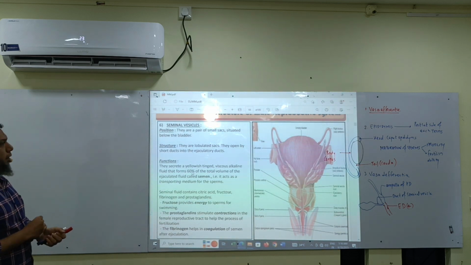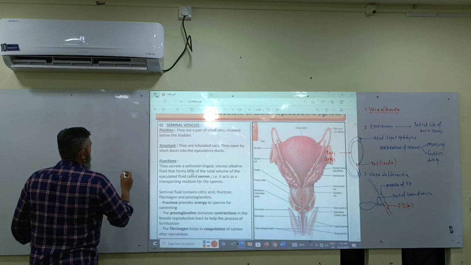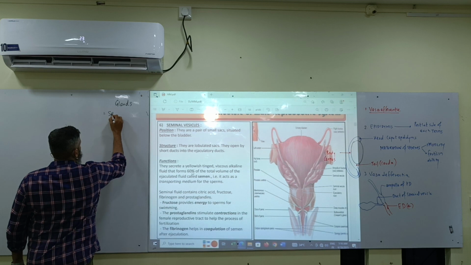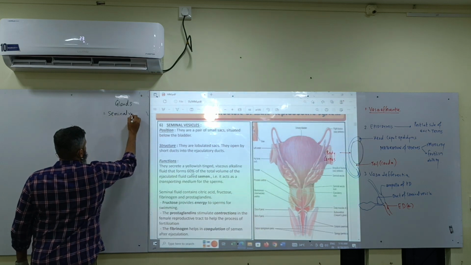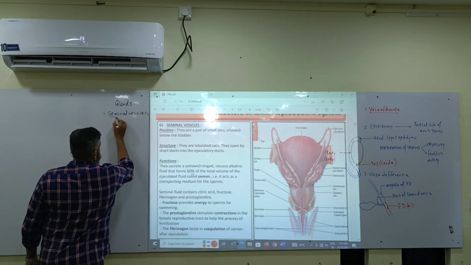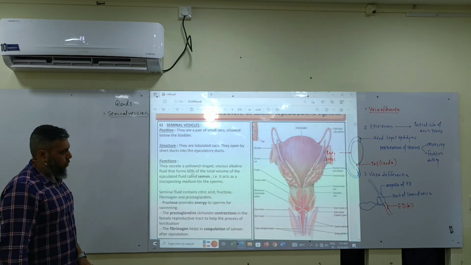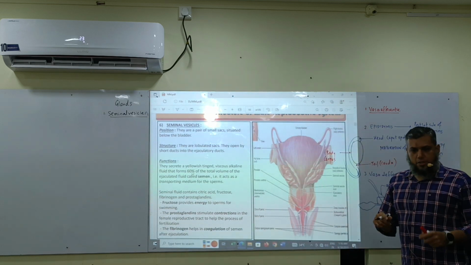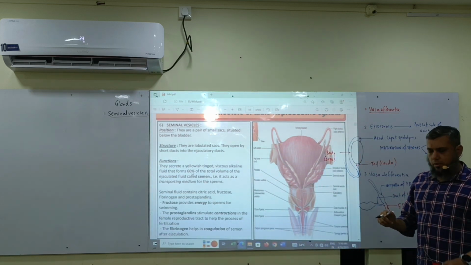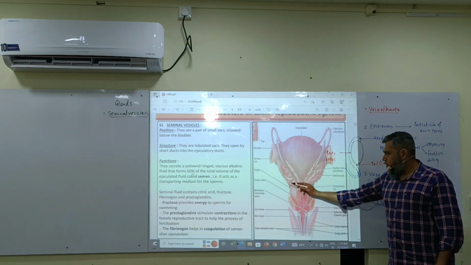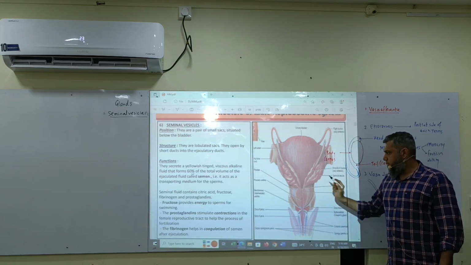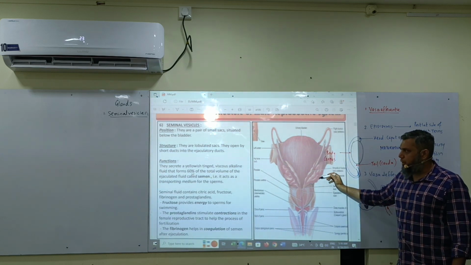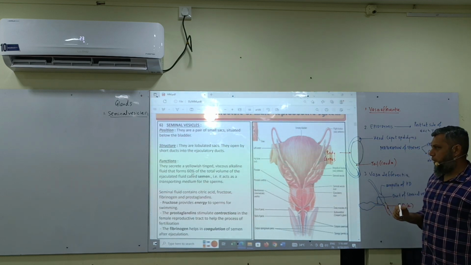Next is what? The accessory glands. And the glands will include the very important seminal vesicles. Okay. So seminal vesicles. Is it single or is it paired glands? Paired. Is it one or two? Two. So they are paired glands. Can I say they are below the urinary bladder? Yes.